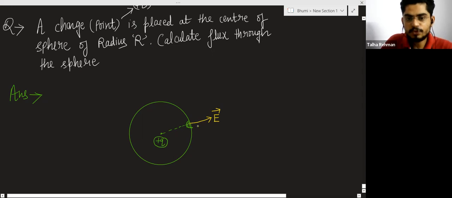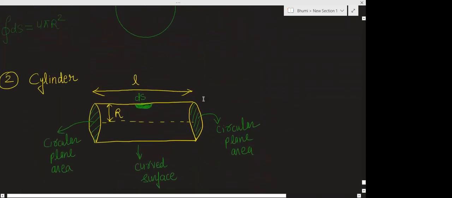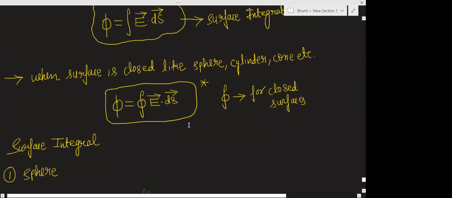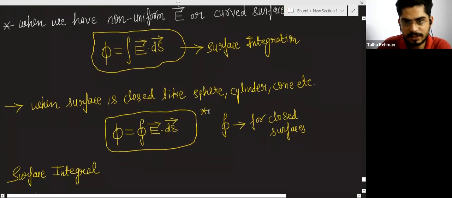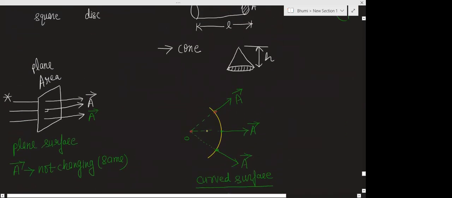The direction of electric field will be in this direction, because from this positive charge the electric field will be away from the charge, and we have taken an area ds. I have already told you electric flux is equal to integration of vector E dot vector ds. We will use this formula, but the thing here is the integration and vector E dot ds.